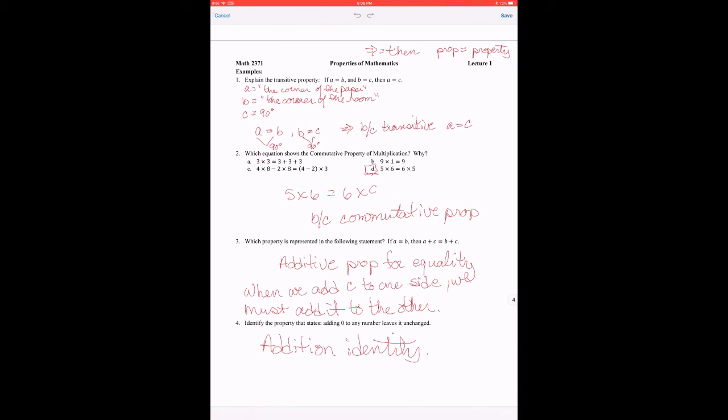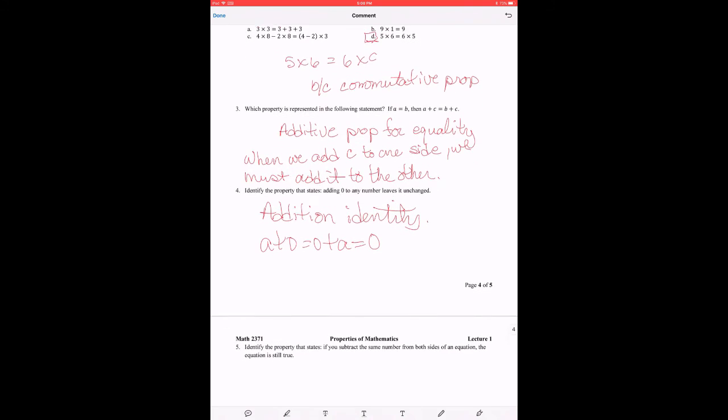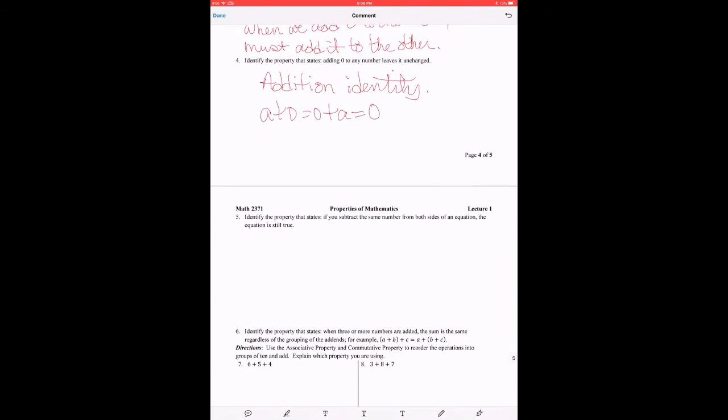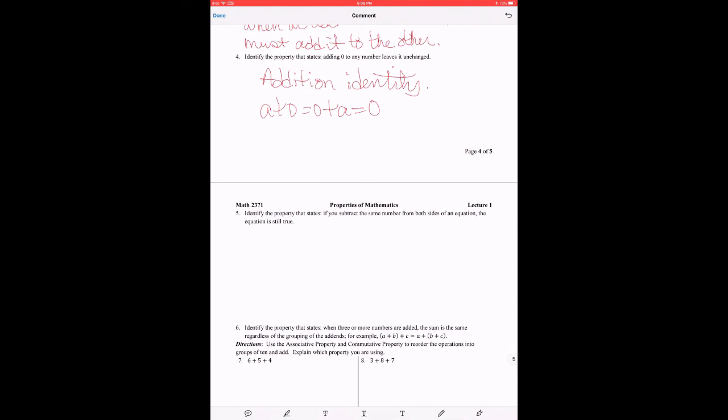and for the last one, another way to write this would be A plus 0 equals 0 plus A equals A. And this is a way to add it using the commutative property. And that's a way that mathematicians see it, or you will see it in a higher math book. All right.